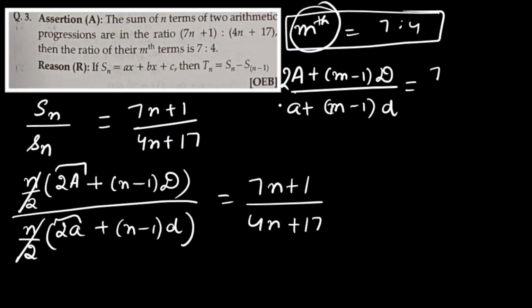So here also I have 2a as of now. Here also I have 2a. So here I have 7n plus 1 and 4n plus 17. I have replaced n with m already. So how can we do this?